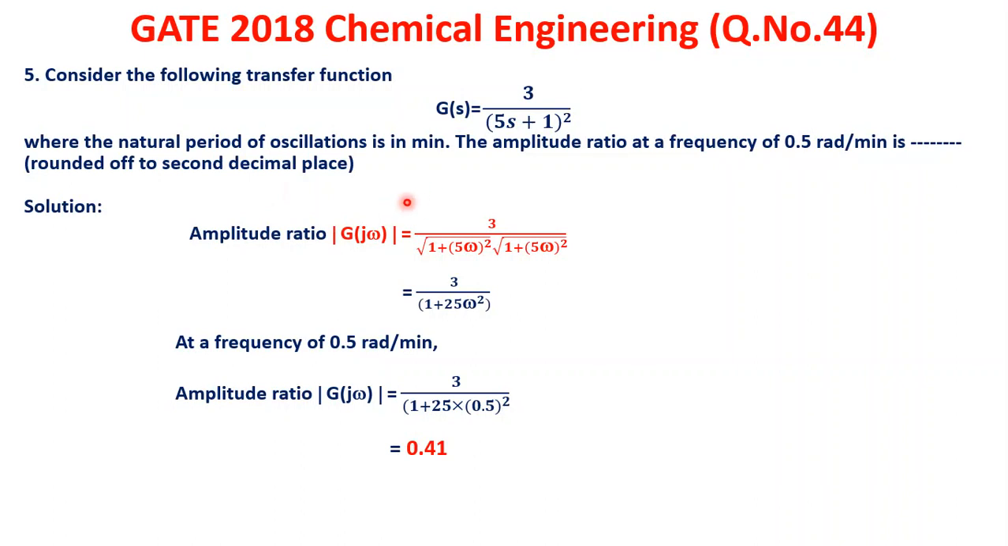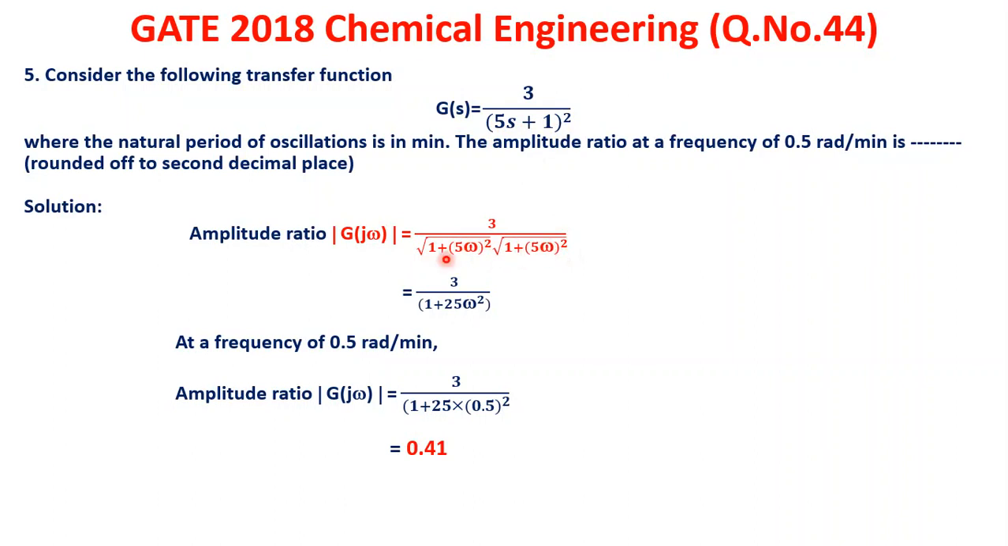So the amplitude ratio in frequency domain, s is equal to j omega, if we substitute 3 by 1 plus j 5 omega. Therefore square root of 1 plus 5 omega all square, real part square plus imaginary part square. So 3 by root of 1 plus 5 omega square for this one bracket. Square means root of 1 plus 5 omega all square, because 1 plus j 5 omega is root of 1 plus 5 omega square. So 2 square roots should be multiplied.